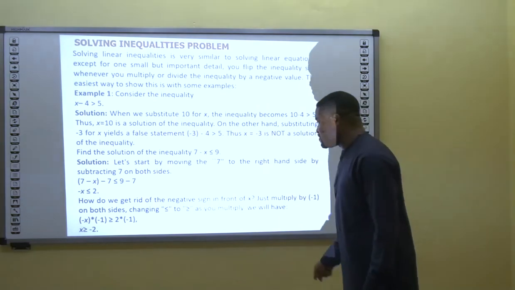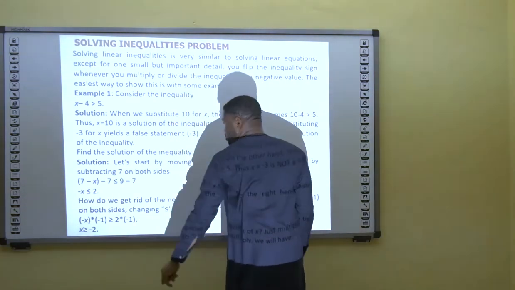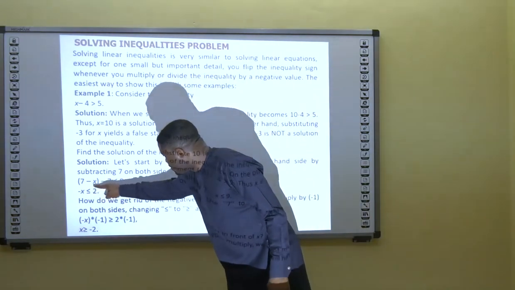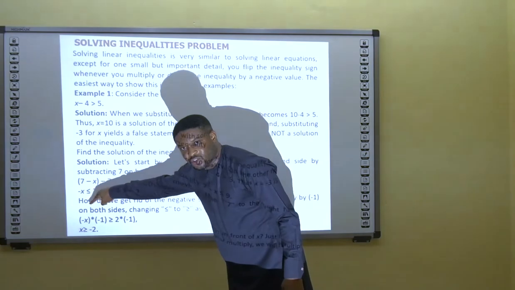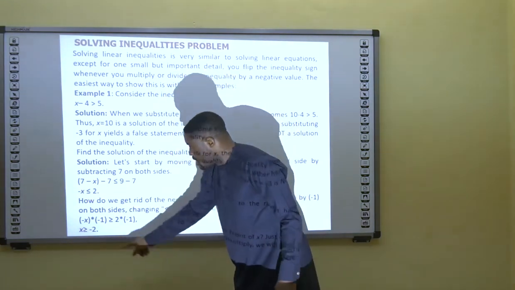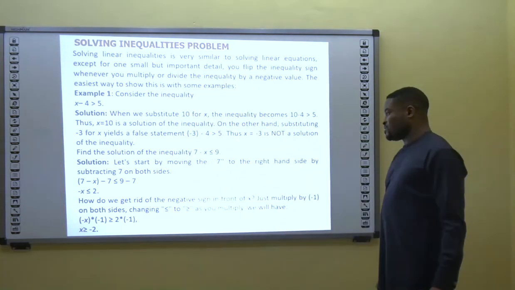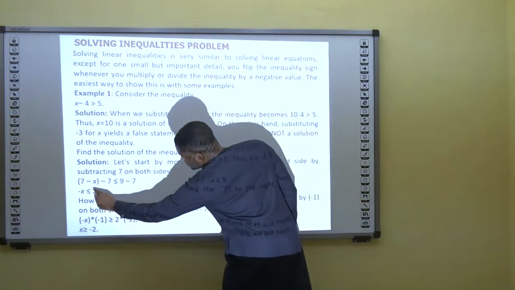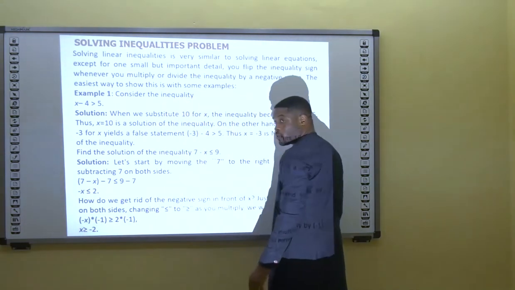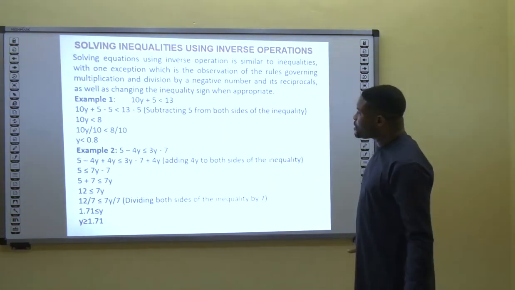So how do we get rid of the negative sign in front? By just doing a multiplication, or by dividing through by a negative sign. So when we divide through by a negative sign, the symbol of the inequality now changes to become greater as a result of the fact that we have divided through by a negative sign to get rid of the negative sign. So that's why this symbol is changing from less than or equal to greater than or equal to, in that equation. So that's how to solve inequality problems.